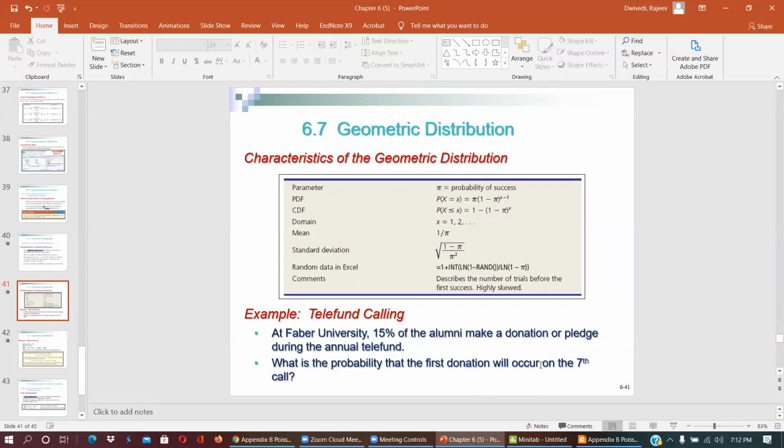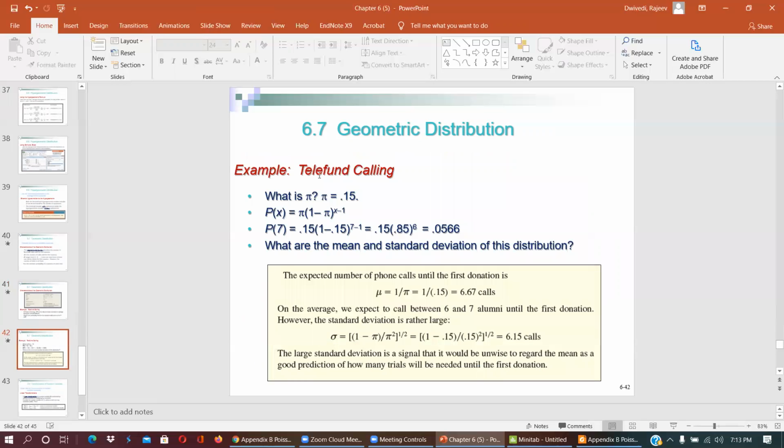first donation on the 7th call? Or like you are trying for some very difficult exam, and this is a success rate of the people like you, and what is the probability that on the first attempt you will get success? Or you are hitting a baseball, or you are hitting a shot, what is the chance that on the second attempt you will hit it? So here pi is this. How do we do it? Look into this.